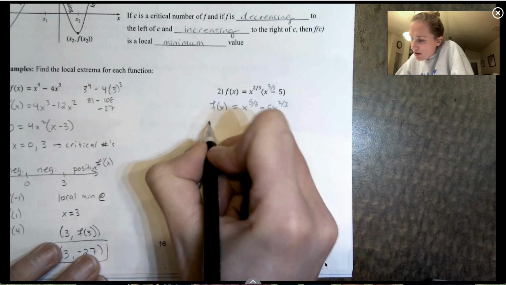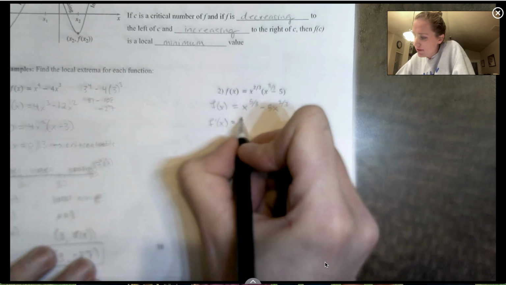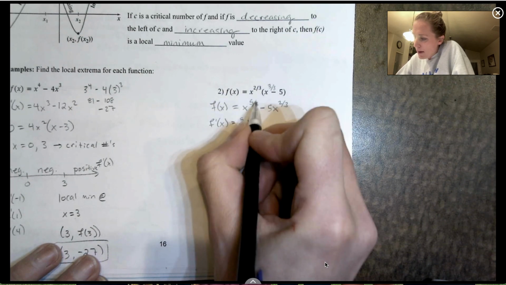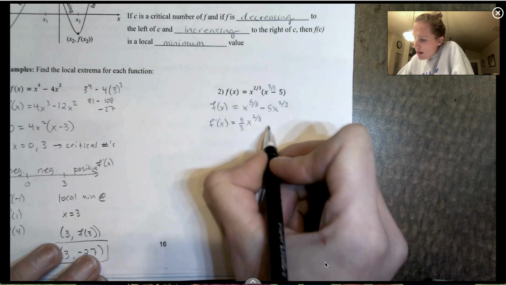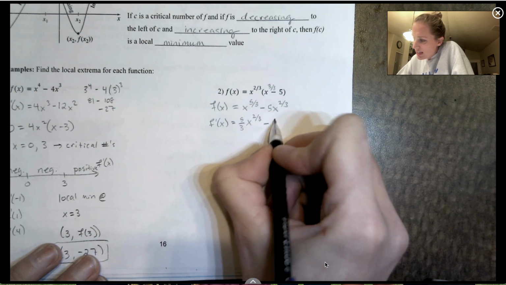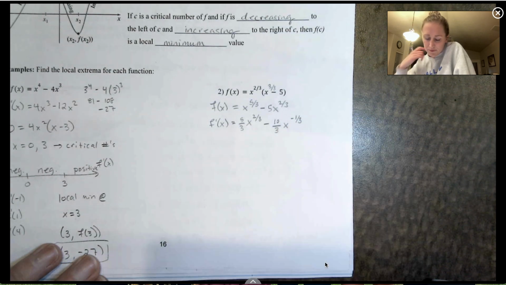Now when I find f prime, I can use the power rule. So I'm going to get 5/3 x, minus 3/3 is going to leave me with 2/3, minus, we get 10/3 x to the negative 1/3.